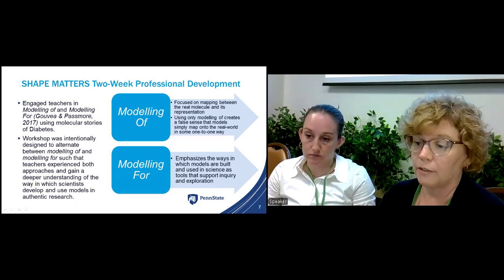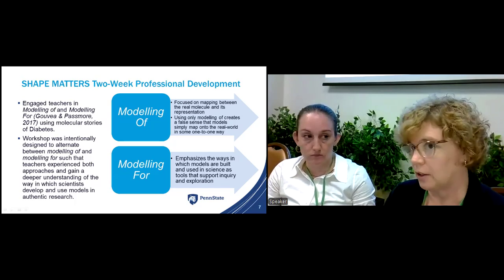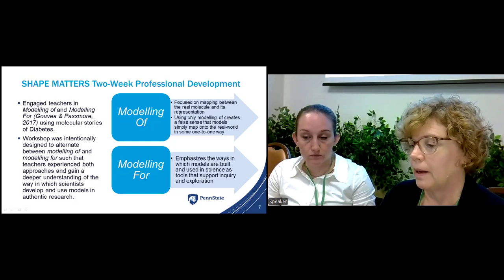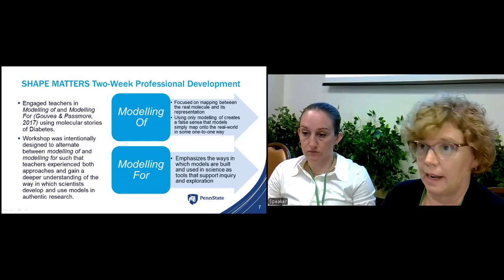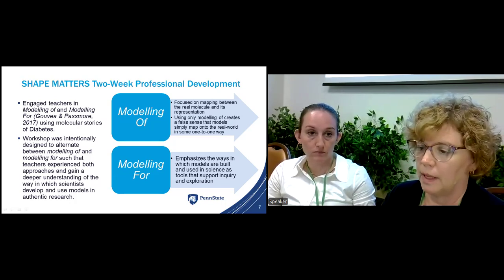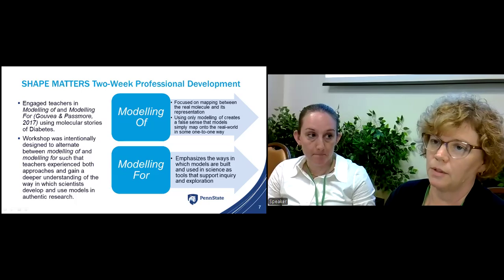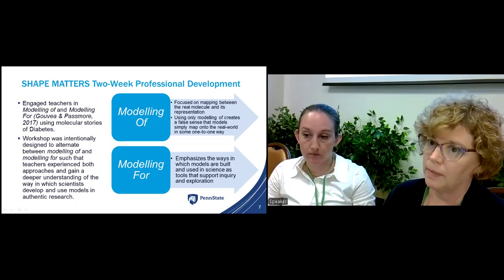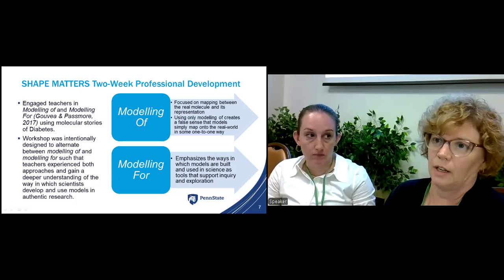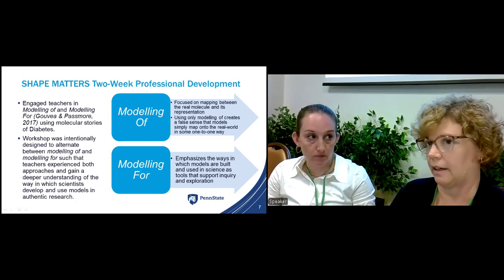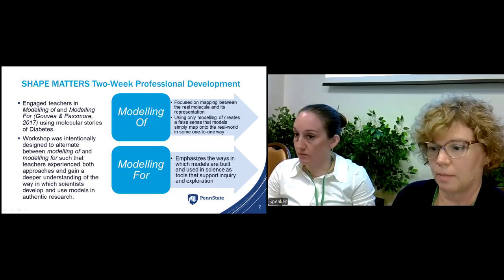The modeling for is more about using models as a tool. These are dynamic models. They can be used, like I said, to do inquiry or investigations, and in much more sophisticated ways than simply having a static representation of something.